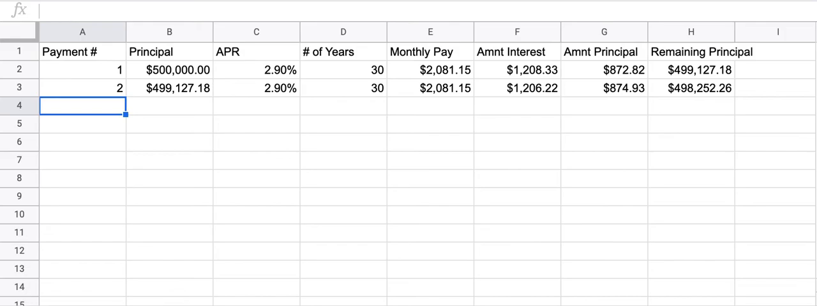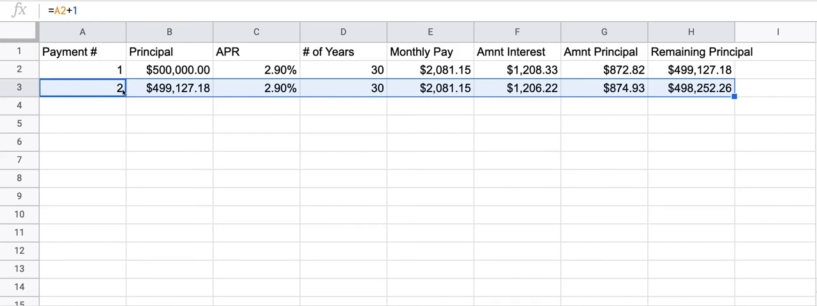Now, how many payments do we have exactly? Well, we have a monthly payment, so that's 1 payment per month, which is 12 payments per year, and our number of years is 30. So it's 12 payments per year times 30 years, which is 360 payments. All right, so you ready? I'm going to highlight this entire second row, starting from 2 all the way across to the remaining principal, $498,000. And I'm going to copy all of that. Control C for copy. You should see this dashed line around everything.